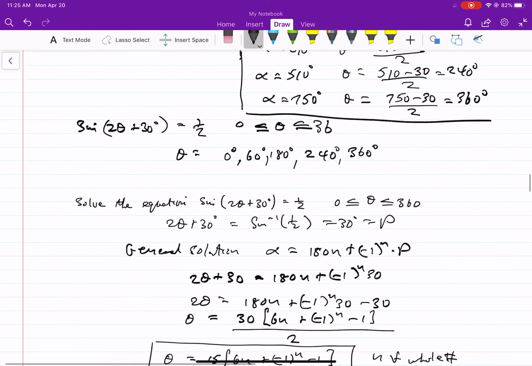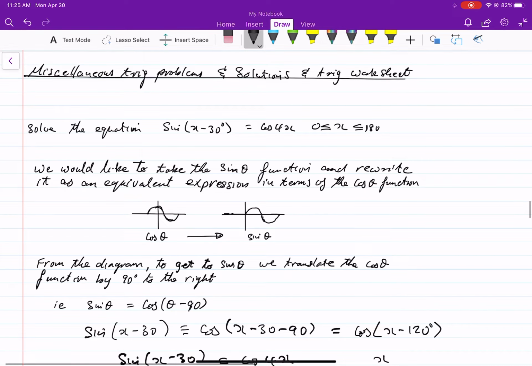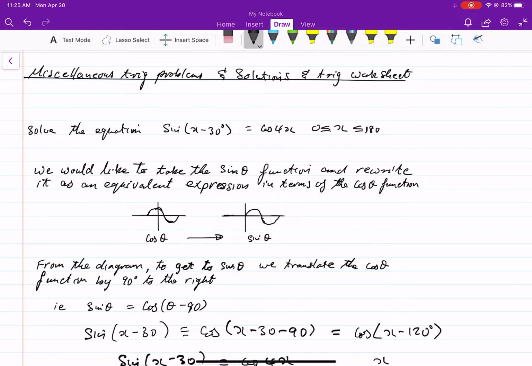All right, now I'm going to go to the section that I want to get started with in this video. As you'll notice from the heading, it says miscellaneous trig problems and solutions. And then you have a nice worksheet. I know it says trig worksheet, but it's the long promised trig worksheet together with other problems. 25. So without further ado, let's get started.